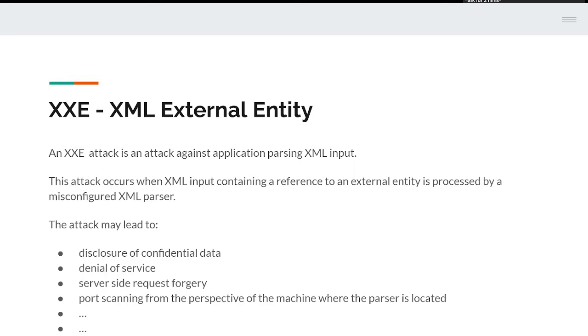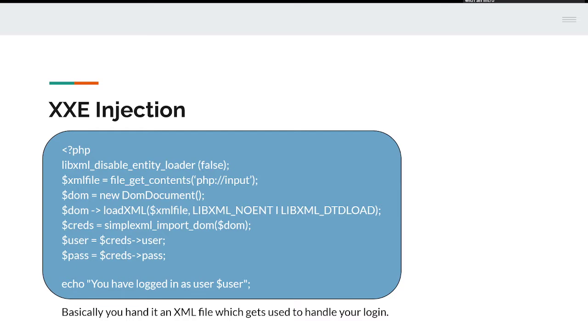Yeah, thank you. All right, so next topic, XXE, XML external entity injection. XXE is simply an attack against misconfigured parsers. It's an attack against applications which are parsing XML input, and the reason behind it is a misconfigured XML parser. This attack can lead to disclosure of confidential data, denial of service, server side request forgery, port scanning from the machine, like SSRF. And you can also do file inclusions and whatnot. There are quite many things that you can achieve with an XXE.